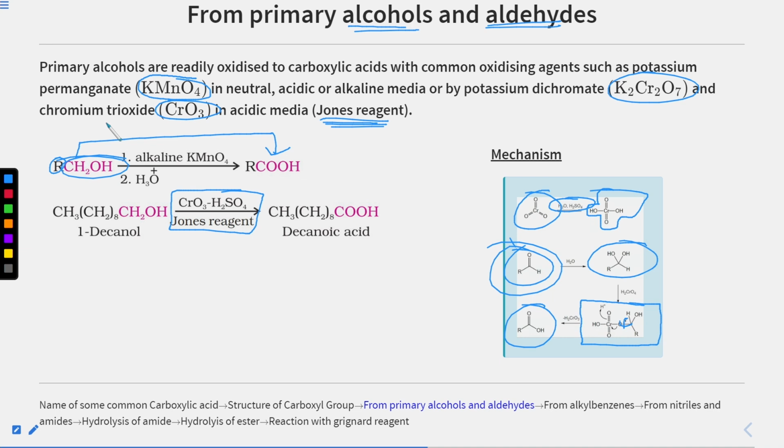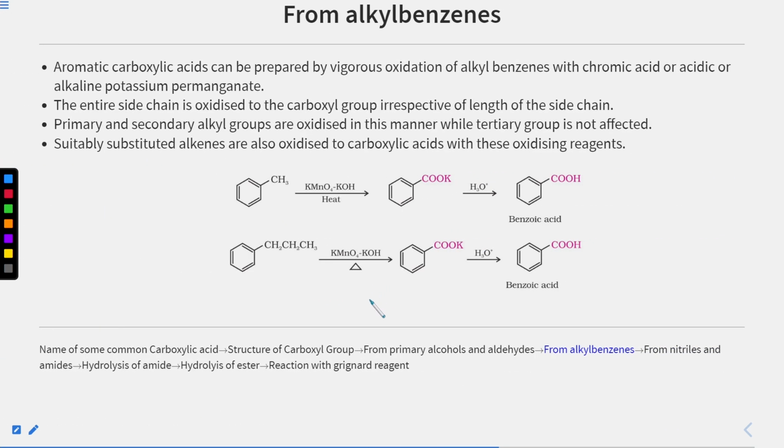First of all, I'm giving some clues. It goes through this concerted mechanism, and MnO4 looks like this. Clear? So this is the preparation of your carboxylic acid from alcohols and aldehyde. Now let us next move to alkyl benzene. This is a very interesting reaction. Why is it an interesting reaction?